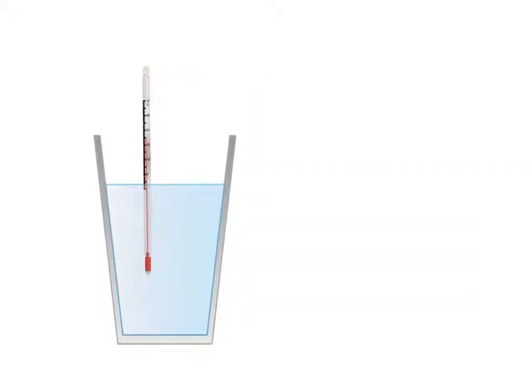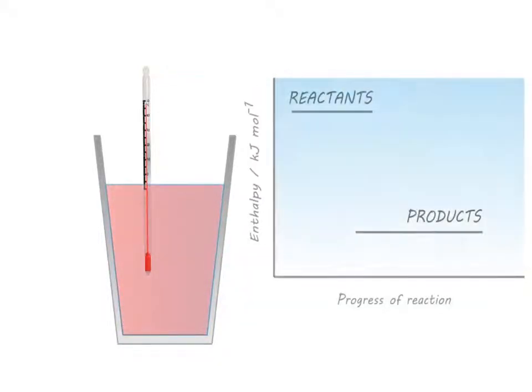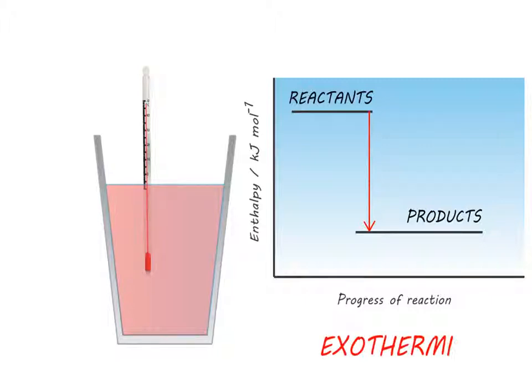If the contents of the coffee cup heat up, this means the system, that is the reactants and the products, have lost energy, and this energy has been used to heat the solution. The reaction is then exothermic, and the value for delta H will be negative.